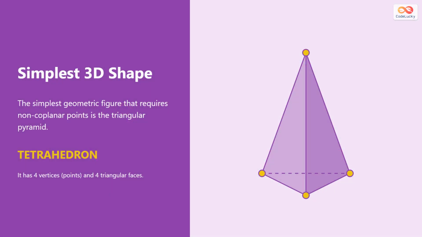The simplest geometric shape that uses non-coplanar points is the tetrahedron, or a triangular pyramid. It has a base triangle and a top point called an apex. These 4 points cannot all fit on a single flat sheet.